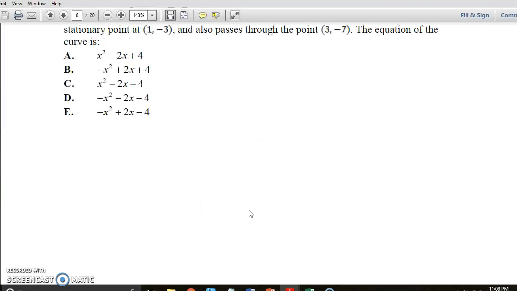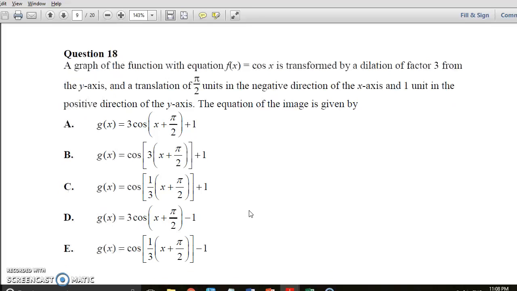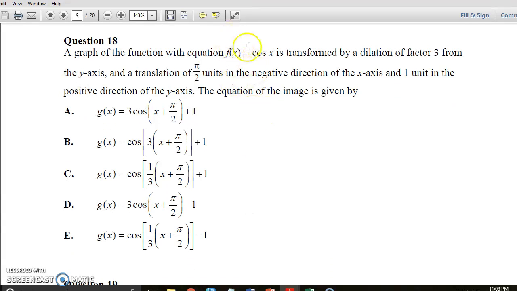Okay, questions 18 and 20. Let's see if we get this done. Question 18. A graph of the function y equals f of x equals cos of x is transformed by a dilation factor of 3 from the y-axis, translation 2 units in the negative direction of the x-axis, 1 unit in the positive direction of the y-axis, and then the equation of the image.